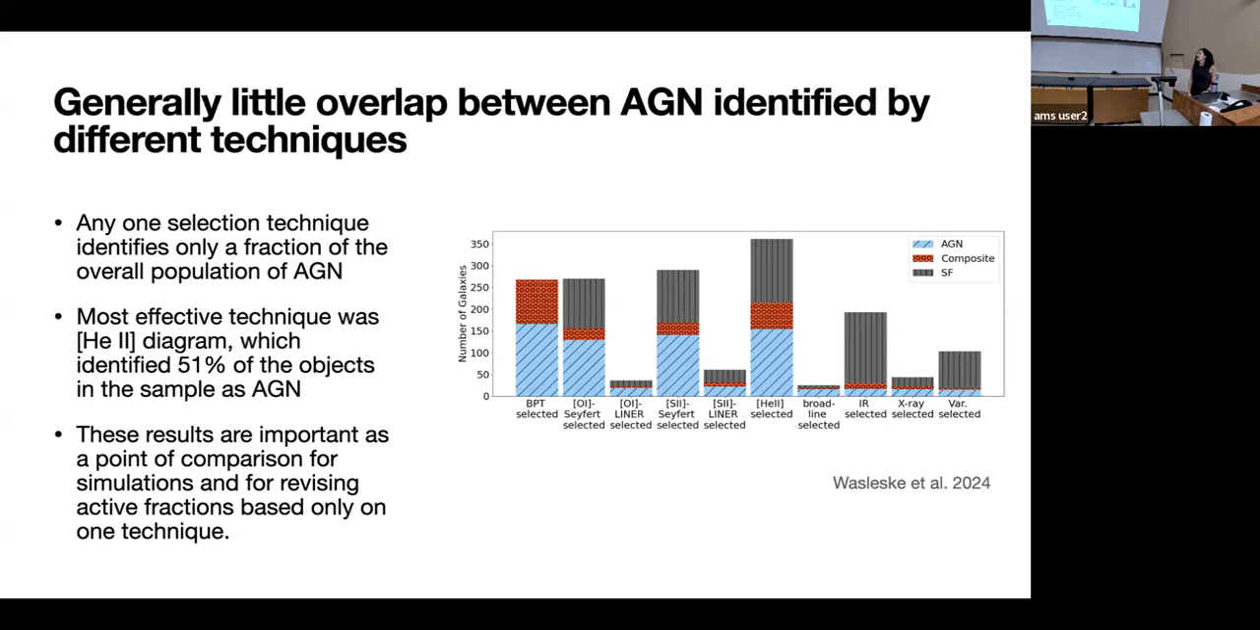And this is really important because it emphasizes that for dwarf galaxies, we really need a lot of multi-wavelength data and a lot of different ways of looking at these objects to capture the full population of black holes. And so these results are really important to compare to simulations of black hole formation and growth in dwarf galaxies, and for revising the fraction of black holes in dwarf galaxies that you might get if you're only using one selection technique.